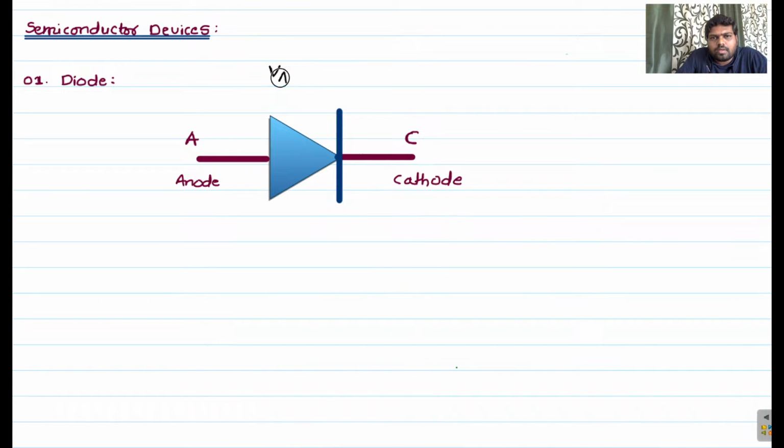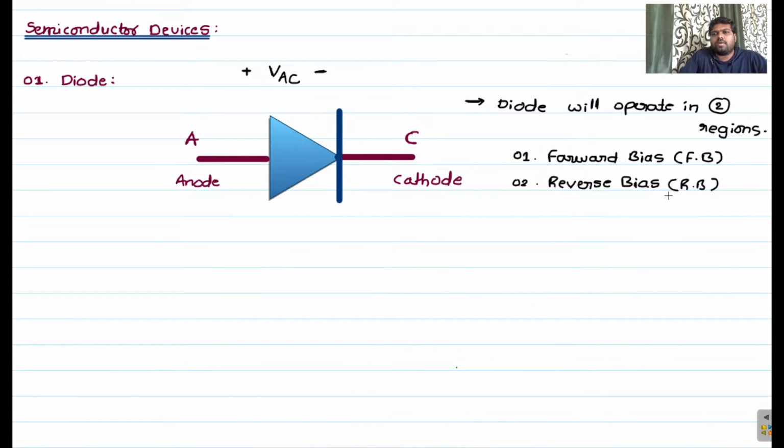VAC: this is the plus terminal and this is the minus terminal. So here we can expect the drop voltage, that is VAC. For this diode we have two regions of operation. That means the diode working depends on two modes: one is forward bias mode and the second is reverse bias mode. These are the two regions of operation related to the diode.